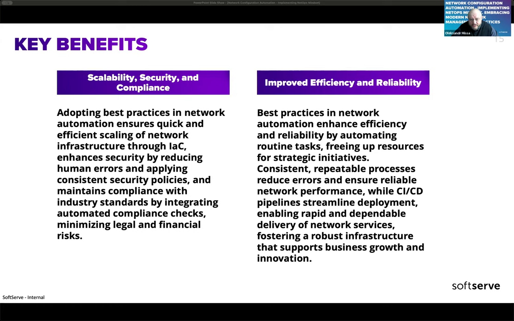That's, of course, scalability, security, and compliance. Again, adopting best practices in network automation offers significant benefits for that. Infrastructure as code enables organizations to scale network infrastructure. Automation and rigorous version control enhance security by reducing the risk of human errors. And integrating compliance checks into the automation processes ensures the network remains compliant with industry standards, minimizing the risk of legal and financial repercussions.